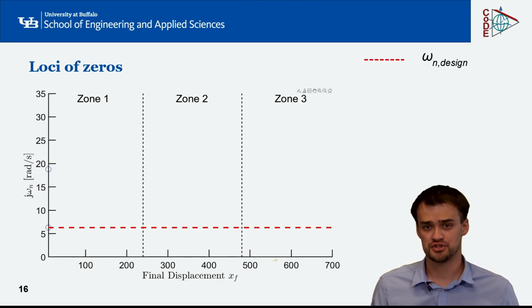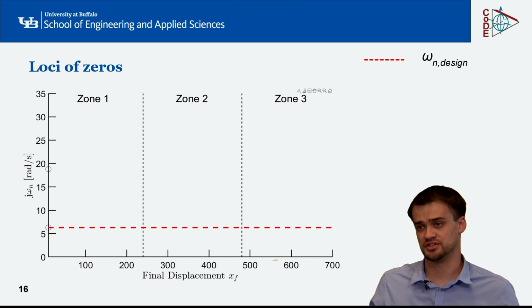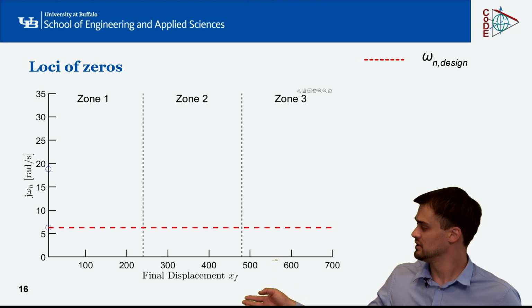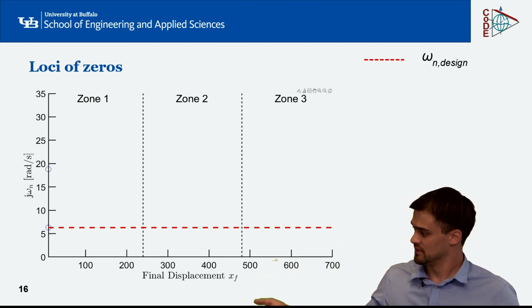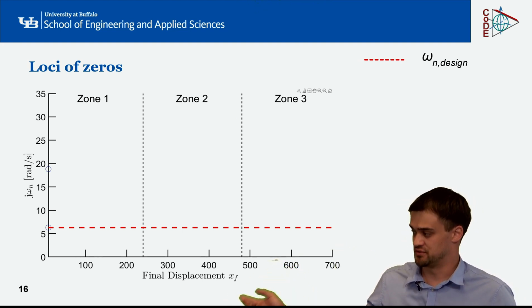I should tell you that input shaping is placing zeros at specific locations. And for control engineers, these are usually the poles of the system, marked here as a red dashed line, which is illustrating my natural frequency of the system.